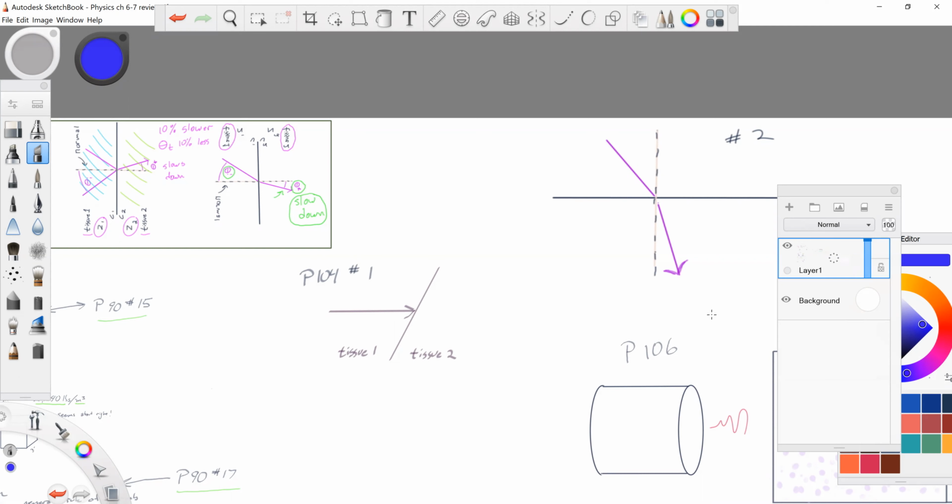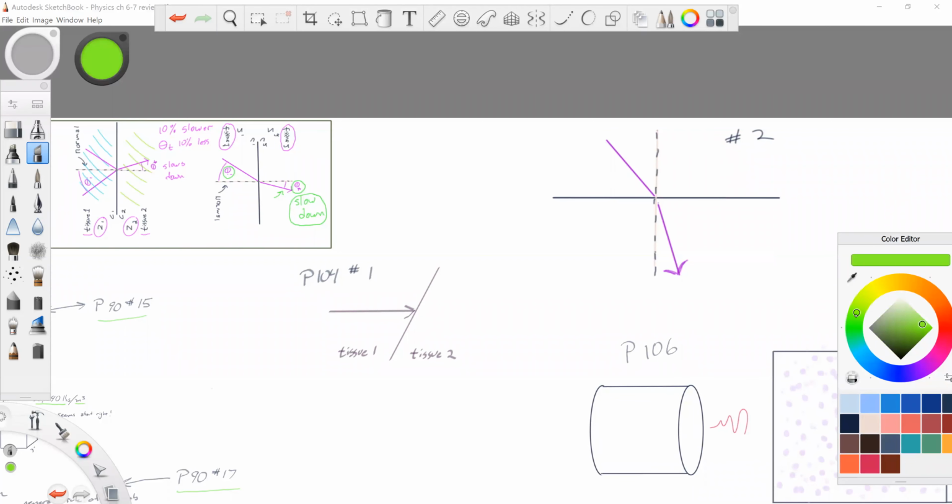Well, just for the fun of it, guys, I made tissue 1 at an angle here. That's the only reason why it's drawn like this. So there's tissue 1, tissue 2, okay. And it said some of the sound energy is transmitted. To what extent is the transmitted beam refracted?